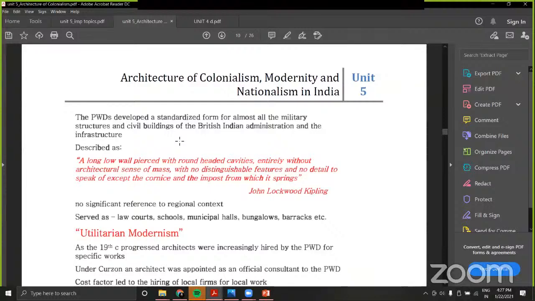They are the ones who design all those buildings, and they are the ones who decide to change or implement a new building. They had that organization in that period for all these public structures. There was no significant reference to regional context; they served as law courts, schools, municipal halls, bungalows, barracks, etc. All those things are public buildings.